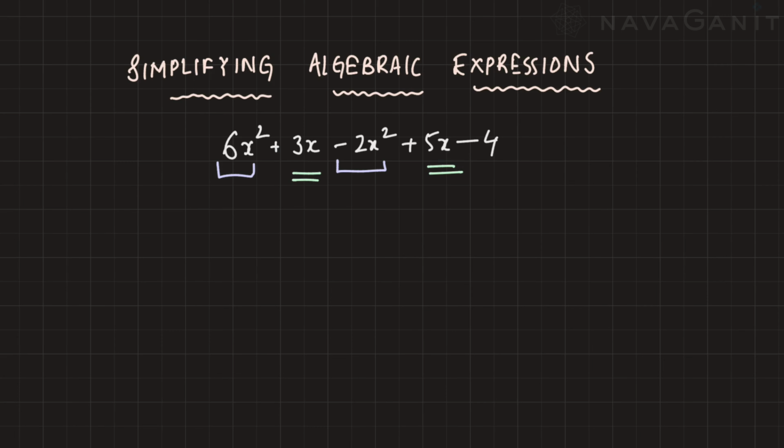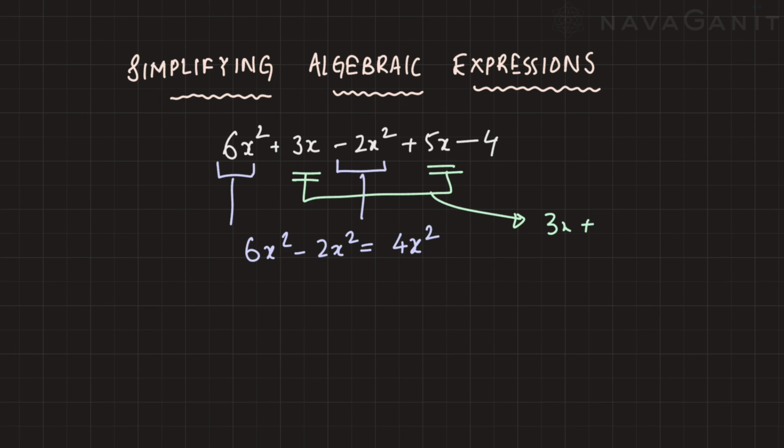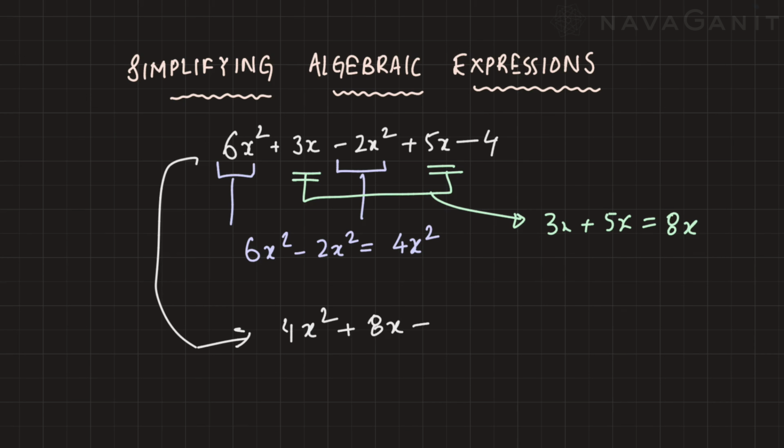Now we'll take up the like terms and add them up. So 6x squared minus 2x squared is nothing but 4x squared. Similarly, 3x plus 5x equals 8x. So now what is the final simplified expression? This is nothing but 4x squared plus 8x minus 4.